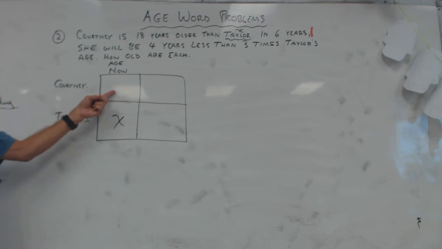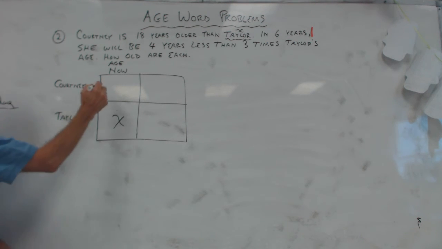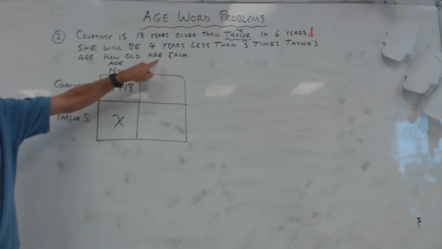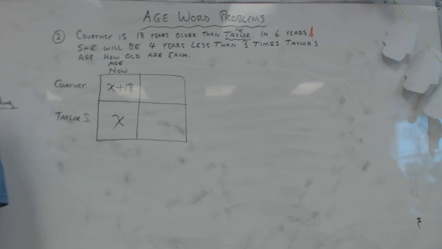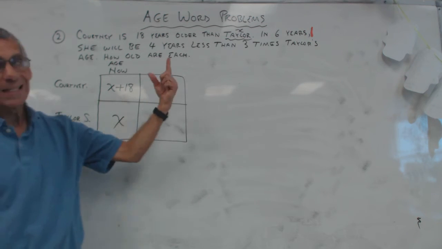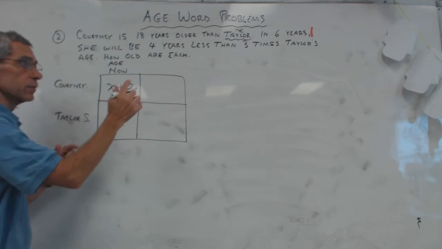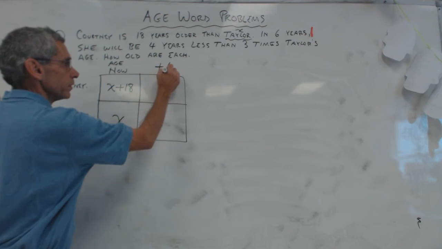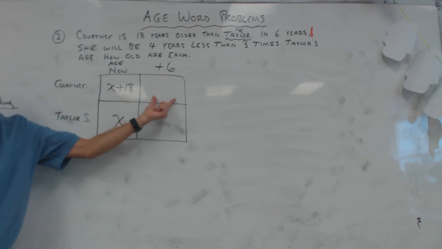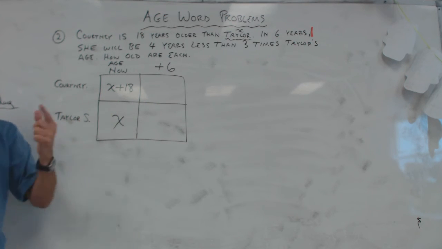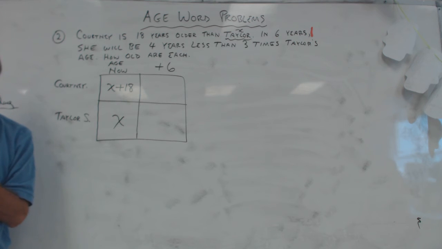Now, what do I put for Courtney? x plus 18. Courtney is 18 years older, so x plus 18. Beautiful. Now, what is the column heading here? Plus 6. It says in 6 years. That's future, so it's got to be plus 6. Everybody gets that? So what do I put here? x plus 18 plus 6. So what is 18 plus 6? 24.